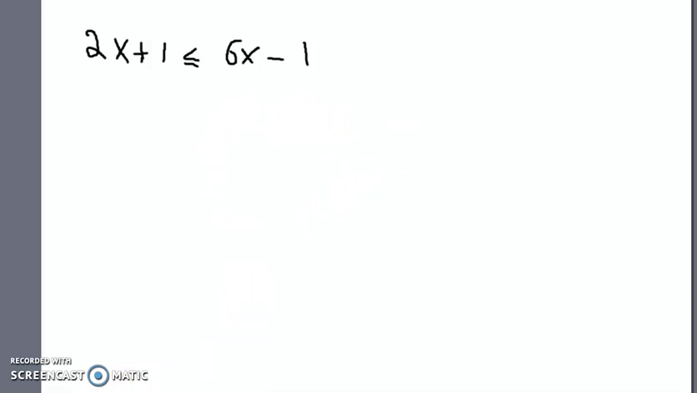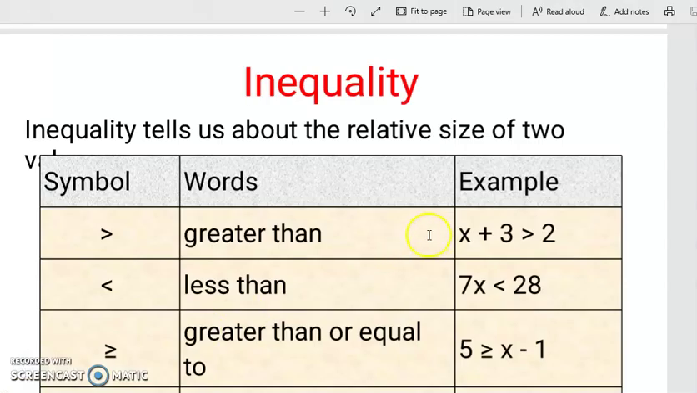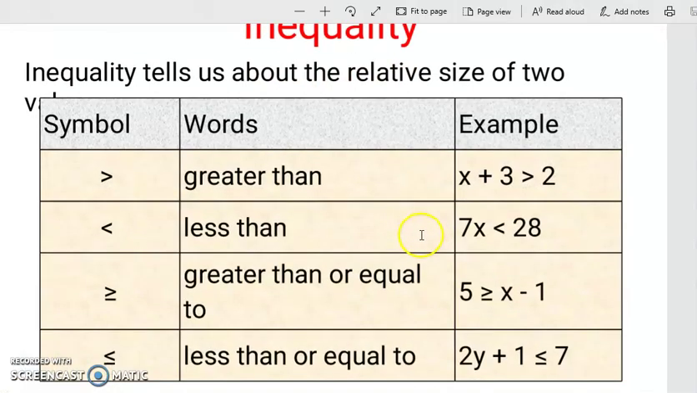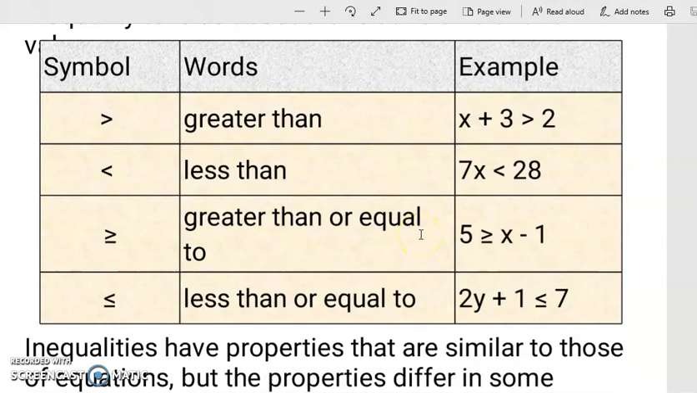And the basic signs that are used to show how the quantities are related are symbols like greater than, less than, greater than or equal to, less than or equal to. So for example, these ones. I think these are very common. The very important thing here is that we should know how to solve these inequalities.